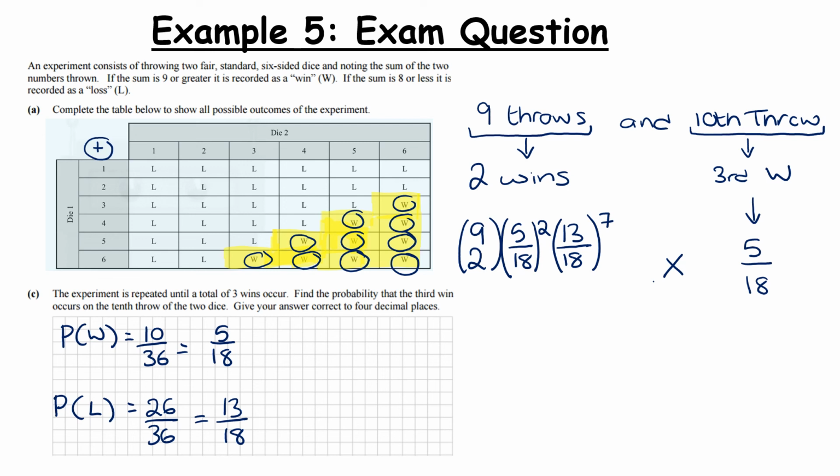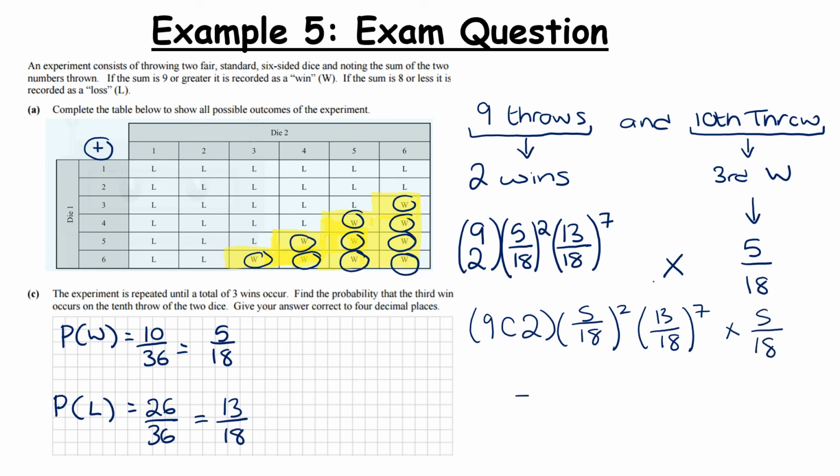So let's work this through and put that into our calculator. Into our calculator we put 9C2, 5 over 18 squared, 13 over 18 to the power of 7, and multiply that by 5 over 18. And we want this correct to 4 decimal places, so we get 0.0791.